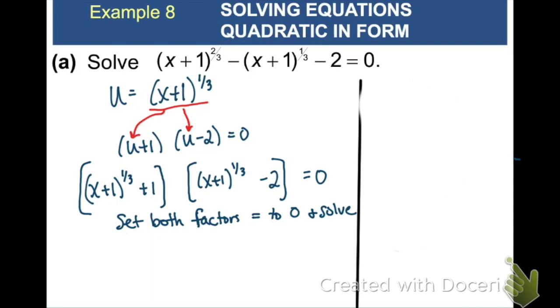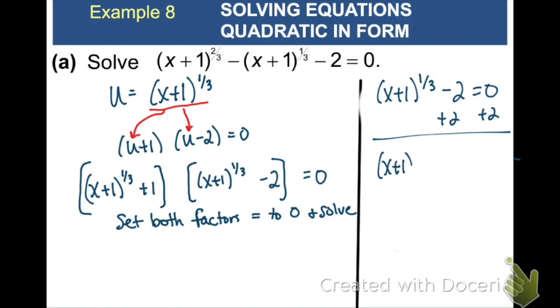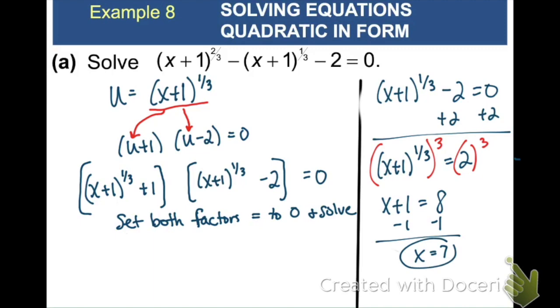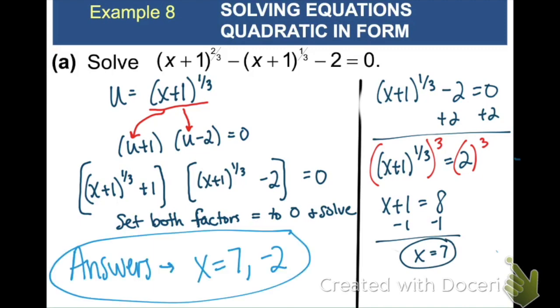And now for the other factor, we're going to set it equal to 0. Move the 2 over by adding it. And then again, we're going to need to get rid of this exponent, so we're going to raise each side to the 3rd power. And we get x equals 7. So our answers for this problem are 7 and -2. You can always check your answers by plugging them back in. So we could take 7, plug it into the original problem everywhere that we see an x, and see if we get a true statement. And then do the same thing with -2.